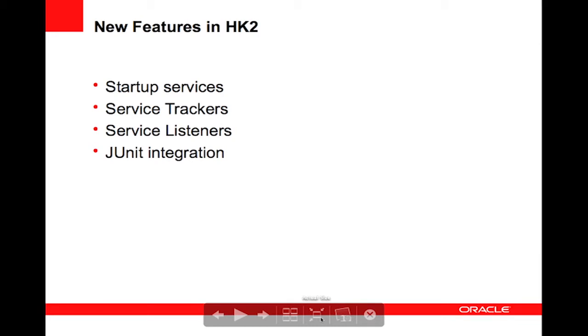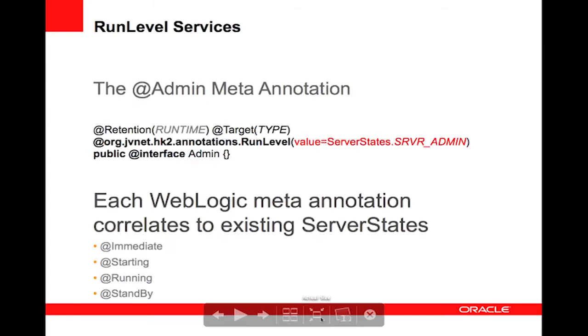On top of that, because we've had these services available since version 3.0, we've added facilities to track services. So basically it's a facility where you can get notified of changes of a particular service. You can also listen to a service, and that's basically listening to the life cycle of that particular service, its allocation and its deallocation. And finally, to help with development and testing, we've added a JUnit integration. So let's look into all this in more detail.